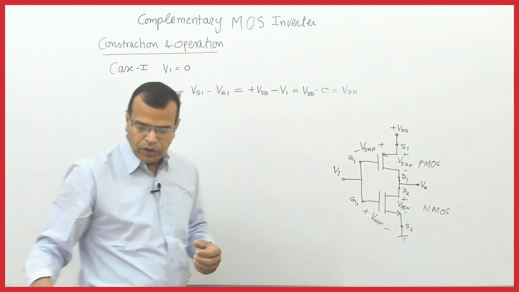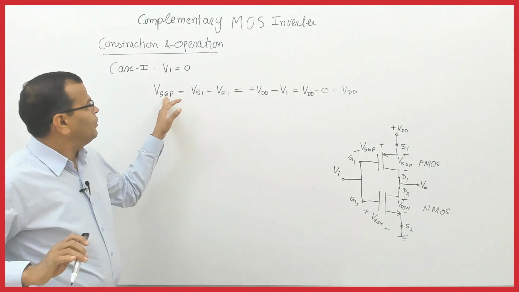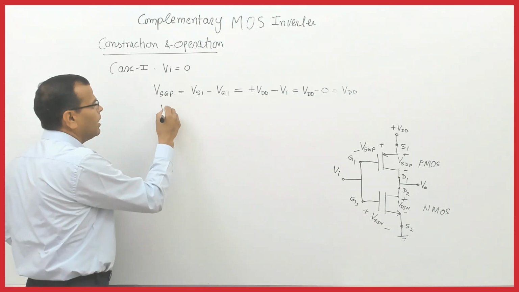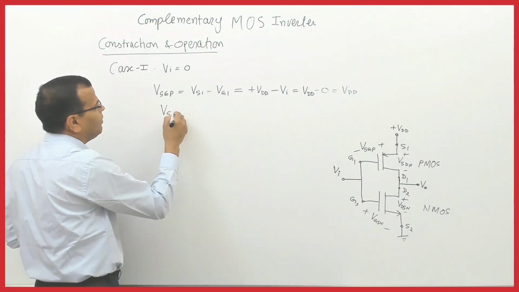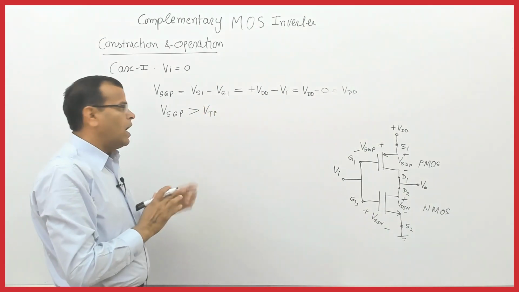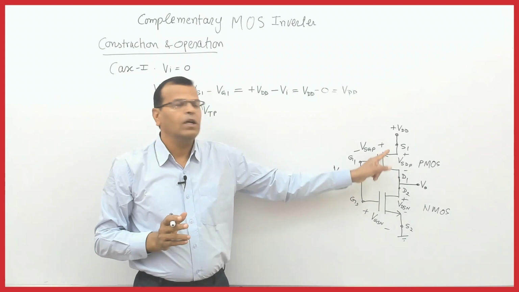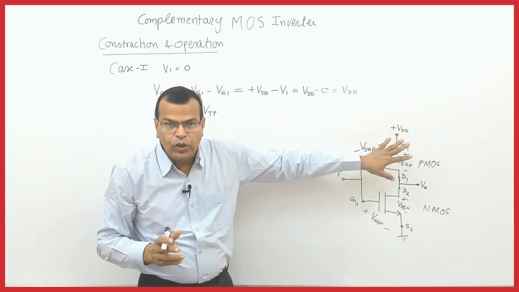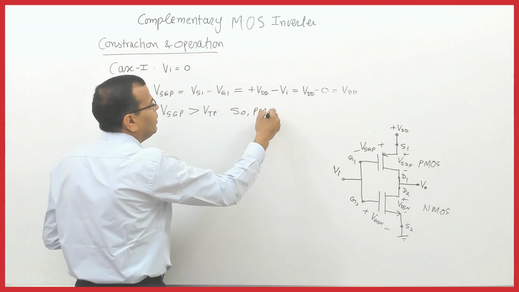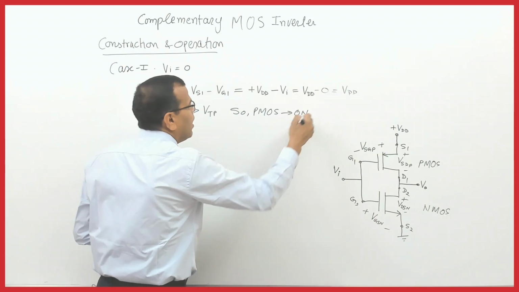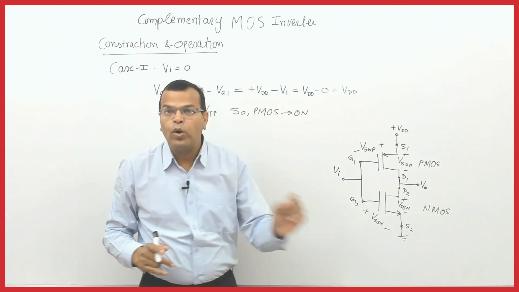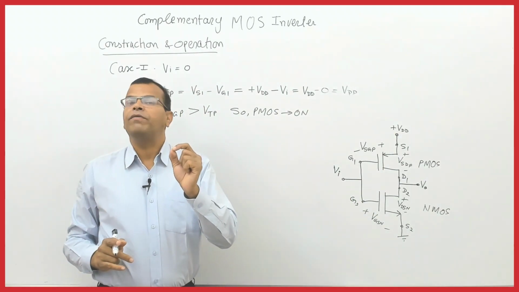Fine. So here this VSGP is VDD. So that voltage is definitely more than the threshold voltage of PMOS. And if this voltage is more than threshold voltage, your PMOS will be on. And what is the meaning of on? Meaning of on is it behaves like a closed switch but offering certain finite resistance.